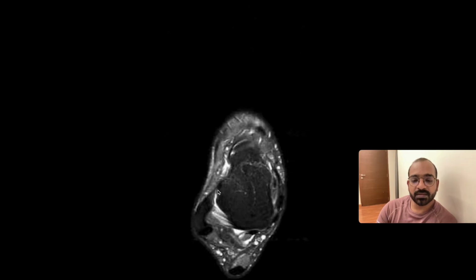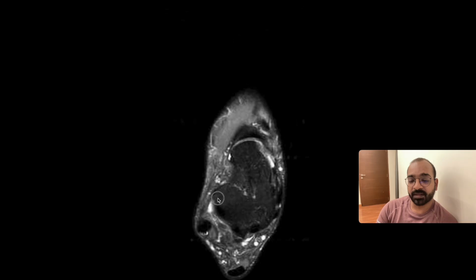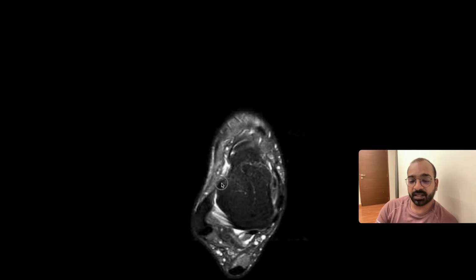we can see this band which is joining the anterior inferior aspect of the fibula and the talus. There is the anterior talofibular ligament. This is the anterior talofibular ligament. We can trace it down like this. See, this is the anterior talofibular ligament. So this is the anterior talofibular ligament, and what do you have?